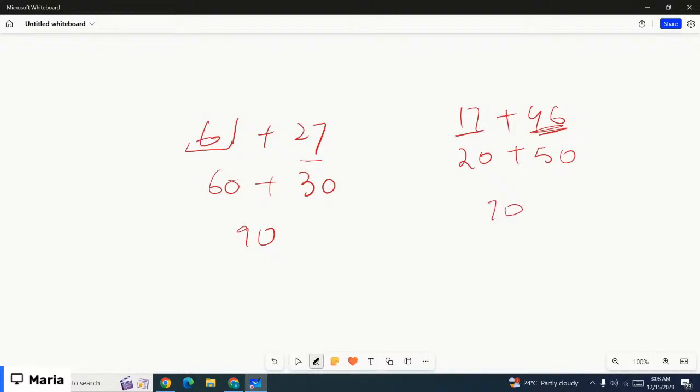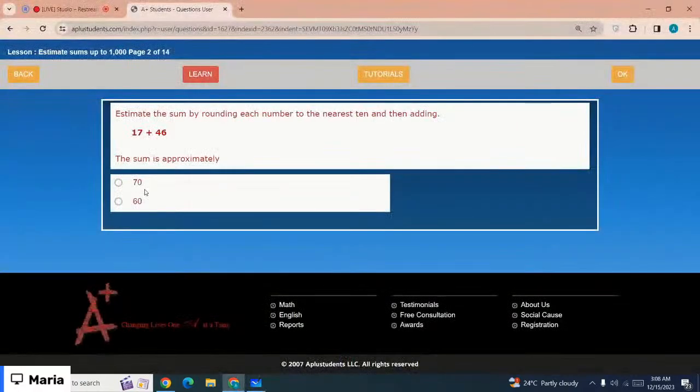In 17, the digit is 7. 7 is greater than 5. It must be rounded to 20. Here you also have 46. 6 is greater than 5, so you must round off to 50. Think and then answer. You can take your time, no worries, right? So 50 plus 20 is 70. The correct option is 70.